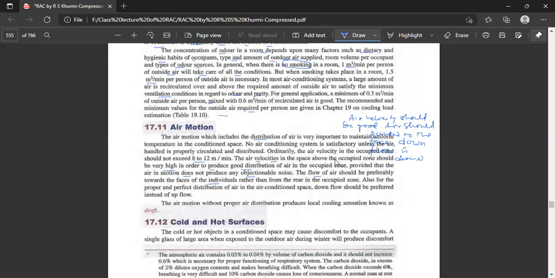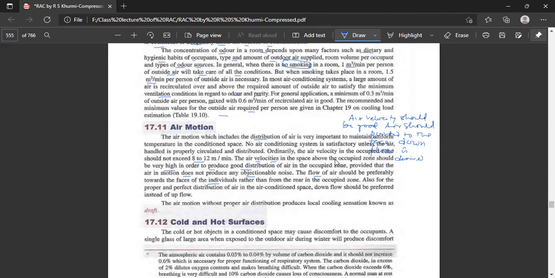And so the velocity in the room above the occupied zone should be very high in order to produce good distribution of the air in the occupied zone. The air velocity in the occupied zone should not exceed 8 to 12 meters per minute, but the velocity in the space above the occupied zone should be very high in order to make a good and comfortable distribution of the air in the occupied zone. Also, for perfect distribution, downflow is preferred.